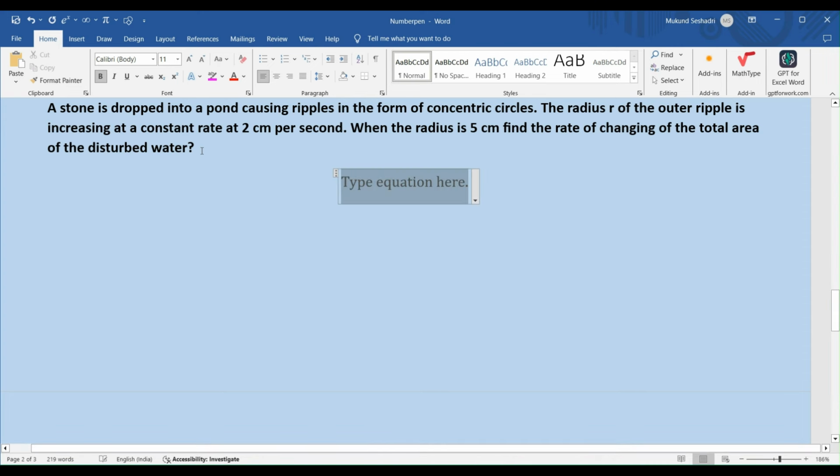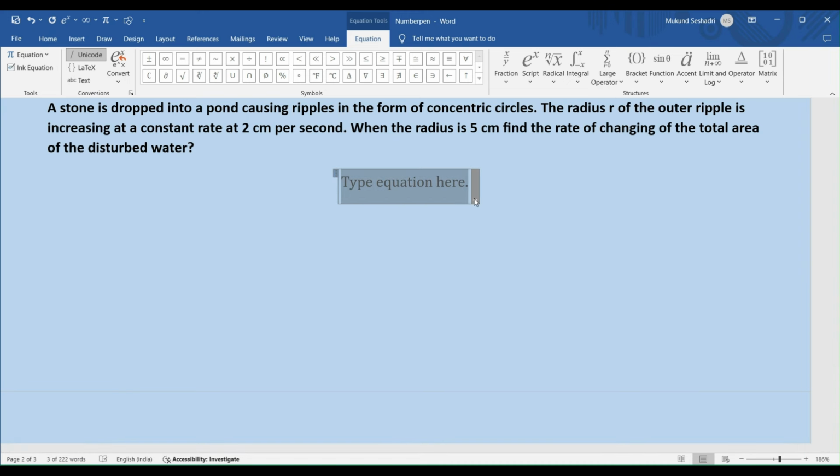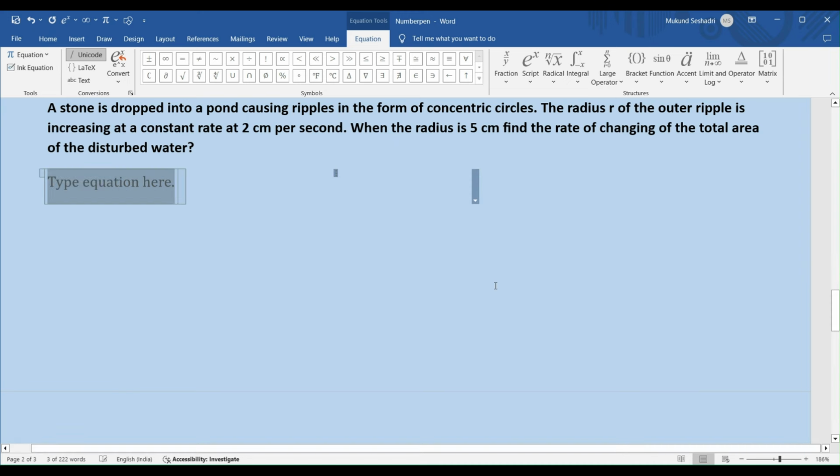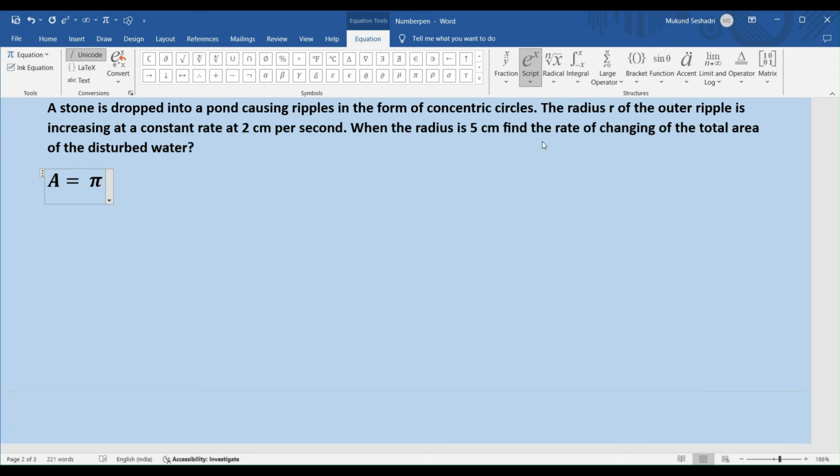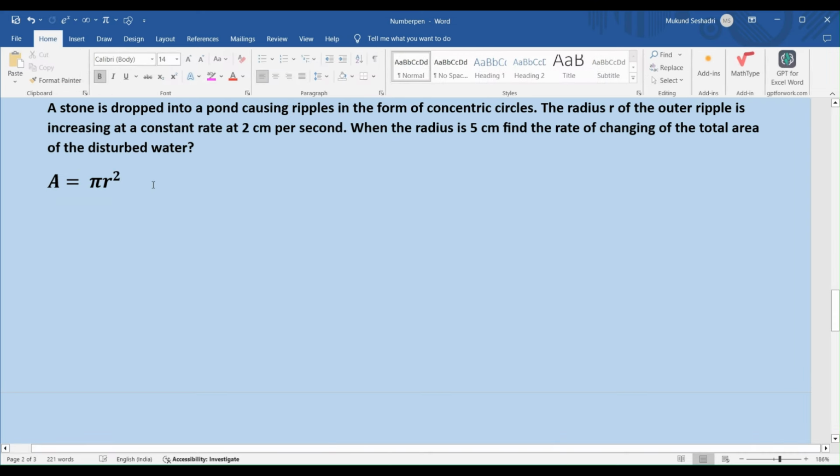So if I want to call out the area of the circle, what's the formula that I need to use? I know that my area is equal to pi r square. I'm going to call the radius of the circle r, right? And my area is therefore pi r square. And so that's information number one.